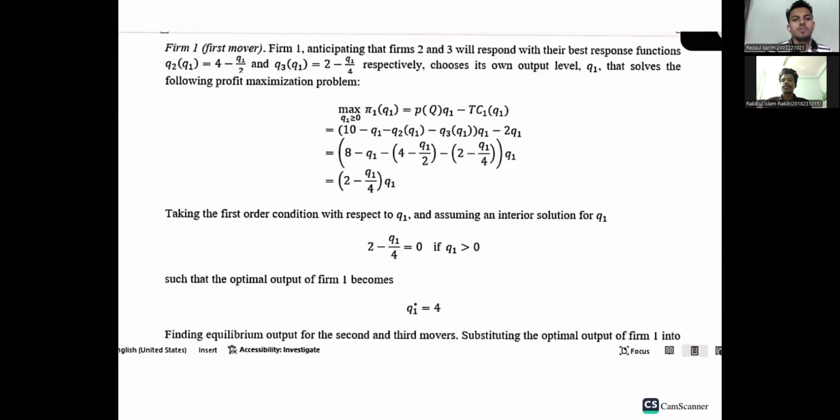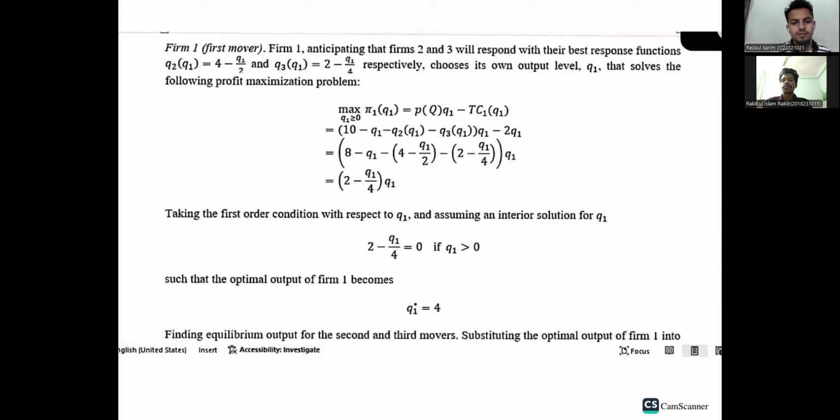and finally farm 1, the first mover, anticipating that farms 2 and 3 will respond with their best response functions q2 equal to 4 minus q1 by 2 and q3 equal to 2 minus q1 by 4, respectively chooses its own output level q1. It solves the following profit maximization problem: pi 1 equal to P of q1 minus total cost of q1, and the result is 2 minus q1 by 4 times q1. Taking the first order condition with respect to q1, finally we find the optimal output of farm 1 becomes q1 equal to 4.